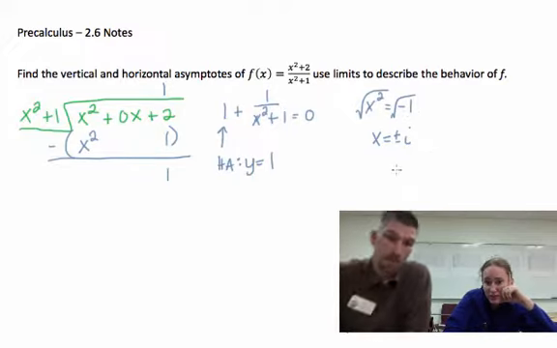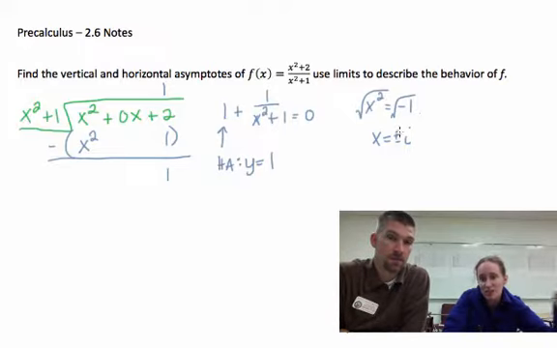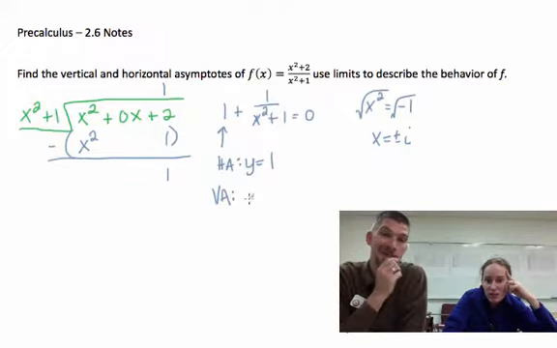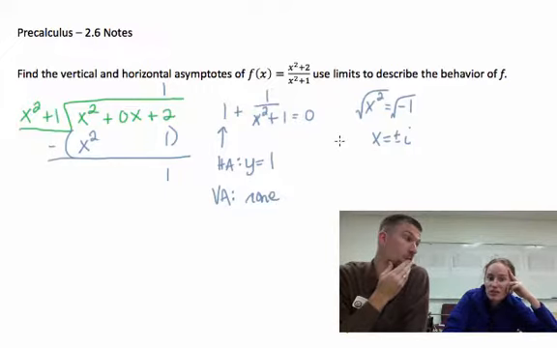But these are not x-intercepts because they're imaginary, because you can't cross the x-axis at an imaginary spot. I didn't mean x-intercepts, I meant asymptotes. It would be an imaginary asymptote, which is not an asymptote at all. So the vertical asymptote would be none. There are no vertical asymptotes.